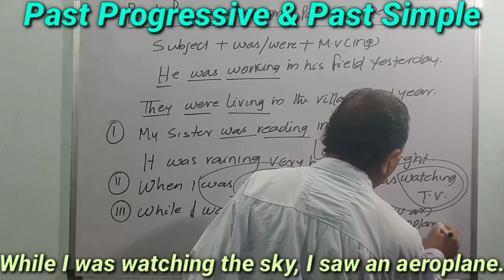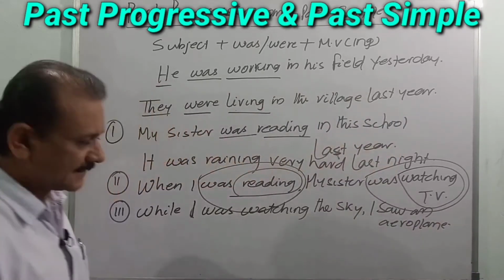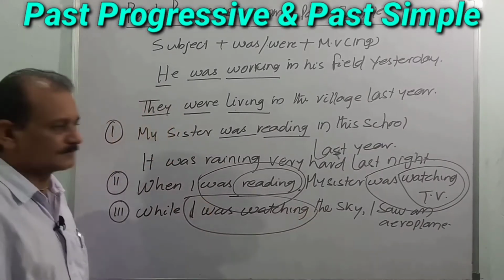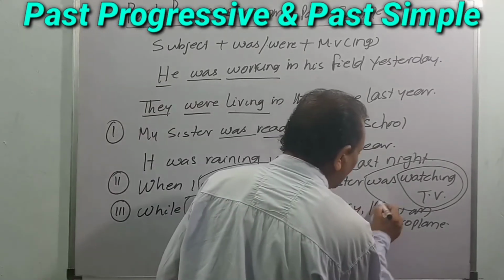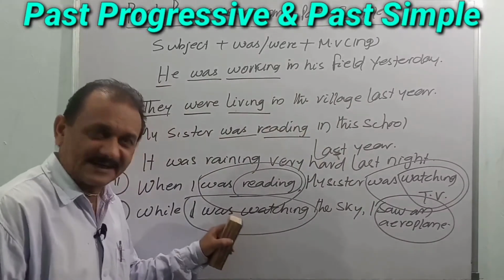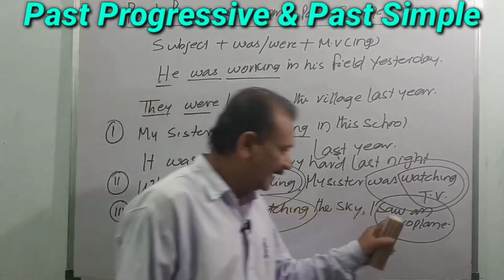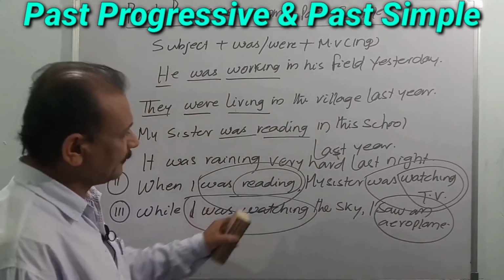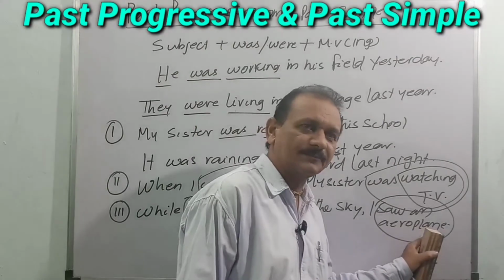In this place, the longer action: I was watching the sky. In the middle, the short action: I saw an aeroplane. The action began in the past earlier. In this place, we use past progressive. For the other action, we use simple past.